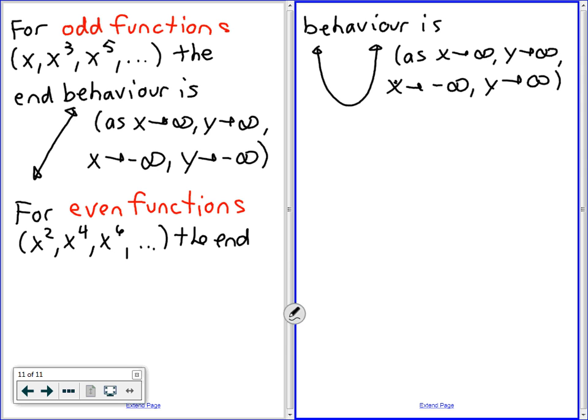I'm going to use some examples with decimals in a sec, but I want to make sure that the basic ideas are okay. So if it's an odd function, it's going to look something like this. If it's an even function, it's going to look something like this. Okay?